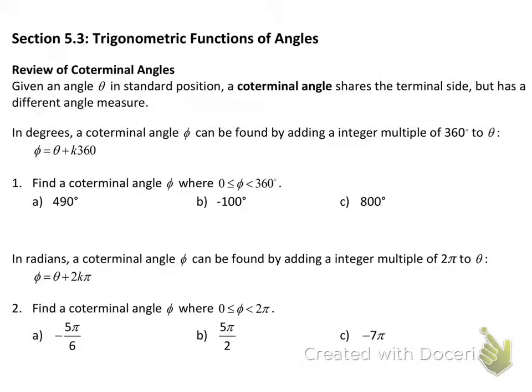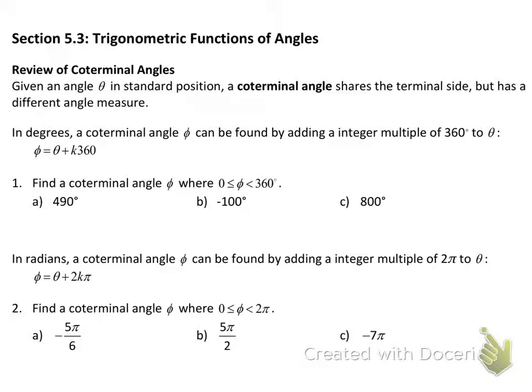Okay, so we're going to start section 5.3 with a review of coterminal angles. So remember, given an angle theta in standard position, a coterminal angle shares the terminal side but has a different angle measure. So if we're in degrees, we're going to add or subtract 360 to it. So our first example is in degrees mode.